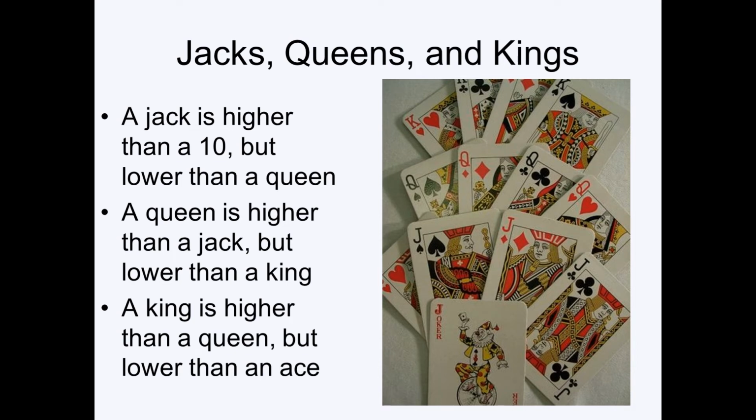Jacks, queens, and kings, we also call these face cards. A jack is higher than a 10, but lower than a queen. A queen is higher than a jack, but lower than a king. A king is higher than a queen, but lower than an ace. That's why poker is not blackjack. In blackjack, these are all equally 10, right? But in poker, king's highest of these 3.